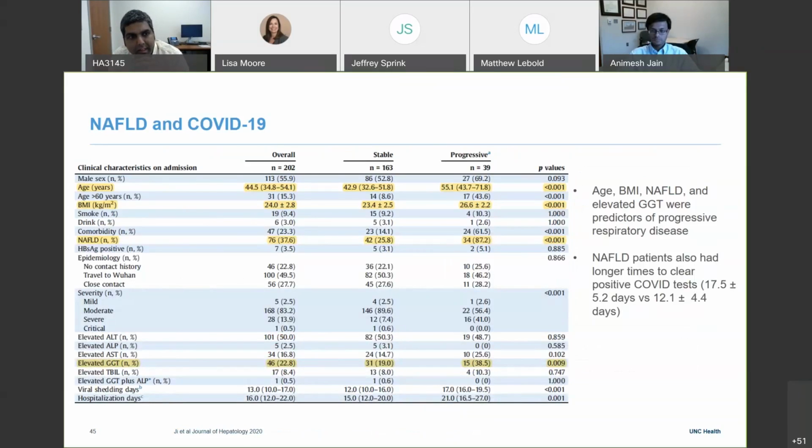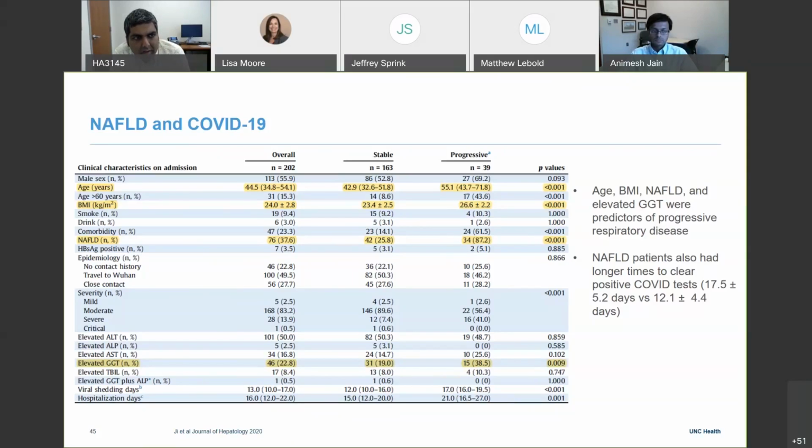In terms of fatty liver disease, not a whole lot of data out there, but I did want to highlight this one study that was out there in the past 2 months. This just showed that folks who had fatty liver disease, as well as being older and being heavier, just tended to have higher risk for more progressive respiratory disease during the course of their illness. That's not surprising. With fatty liver disease, they have higher comorbidities, including diabetes, high blood pressure. So you would expect them to have more severe disease as well.